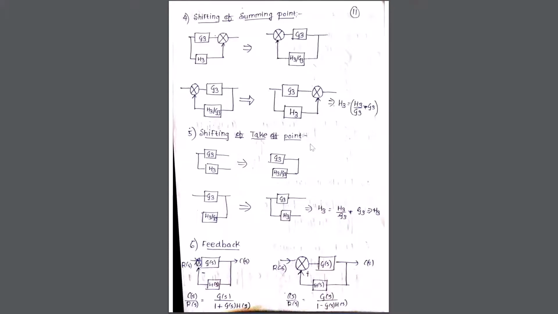Again, the shifting of a takeoff point. You have an H3 over here. So it's going to be H3 by G3 when you move to the left hand side, and it's going to be H3 by G3 into G3 when you move it to the right hand side. So these are the rules. Please pause the video, note it down with the help of the PDF which I've attached, and learn it. Once you understand it, it's going to be easy for you.